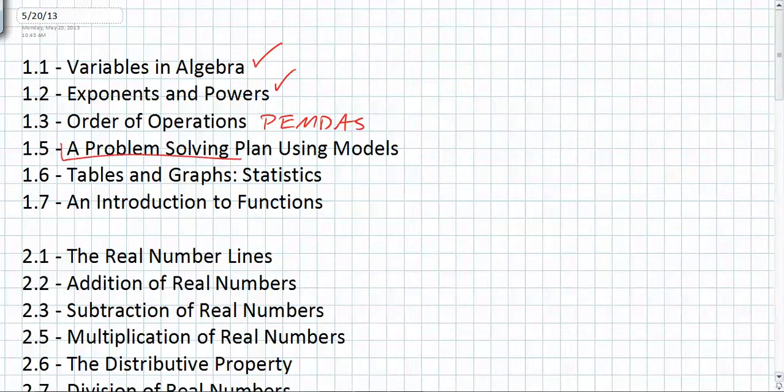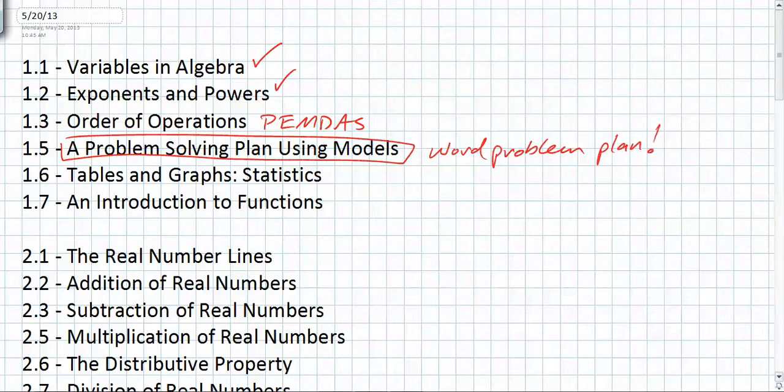This is essentially that word problem plan. You really need to look that up. That's important. You definitely will have word problems on the test. Remember what I said about expressing your answers properly? You need to be able to express it properly and explain what you're doing. So definitely that's a huge one to review.